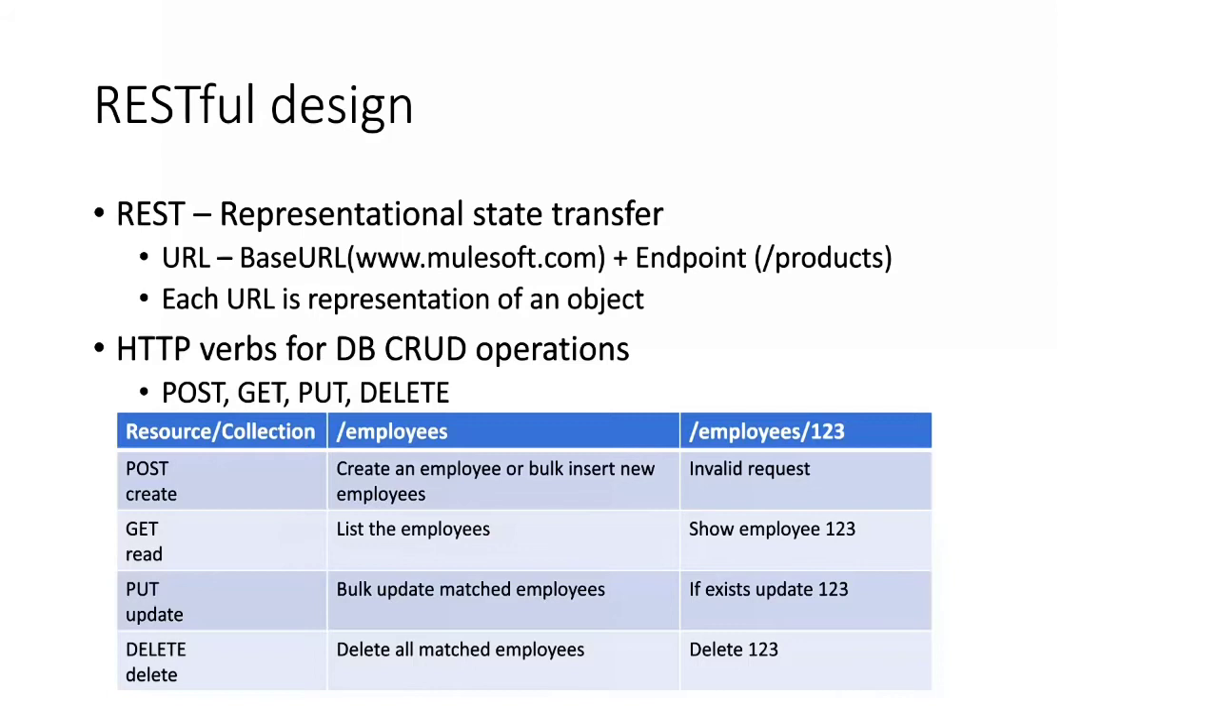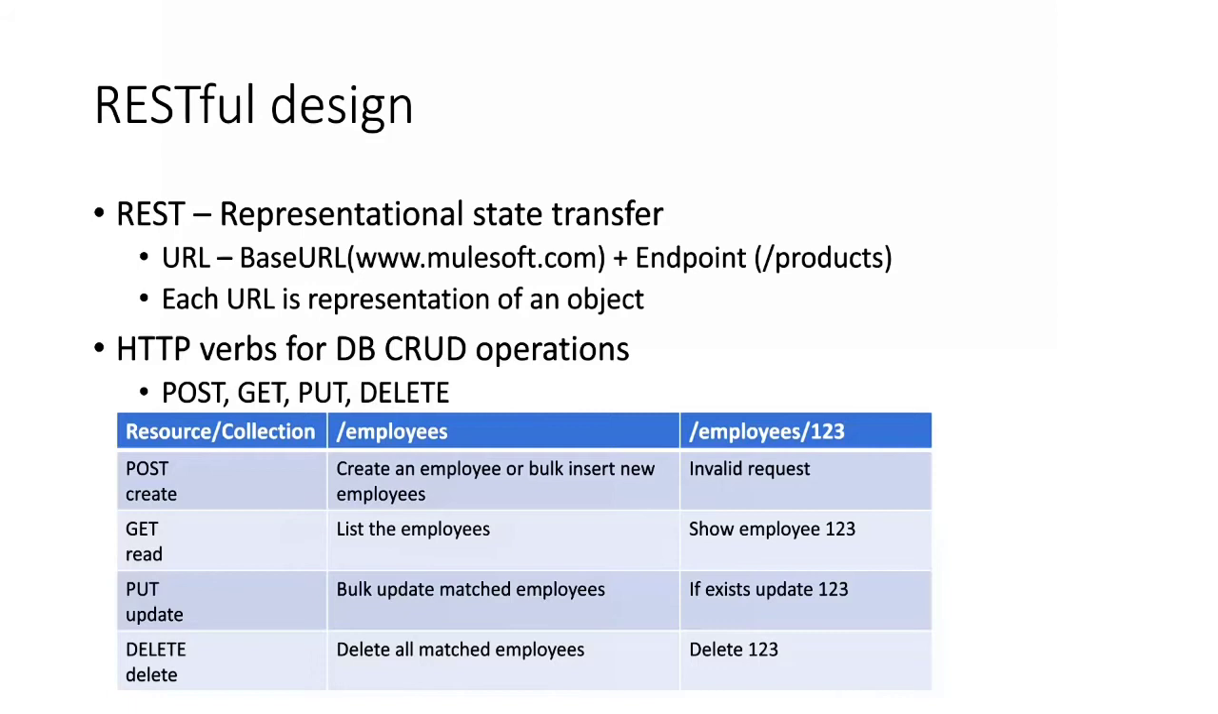So here, POST is equivalent to create. For instance, you have an employees endpoint. It will allow you to create an employee or bulk insert a list of employees. And in the extreme right, I have employees/123, where 123 is the employee ID. As this is a POST, I can't create an employee with that ID because it doesn't exist here. So that's why this is an invalid request.